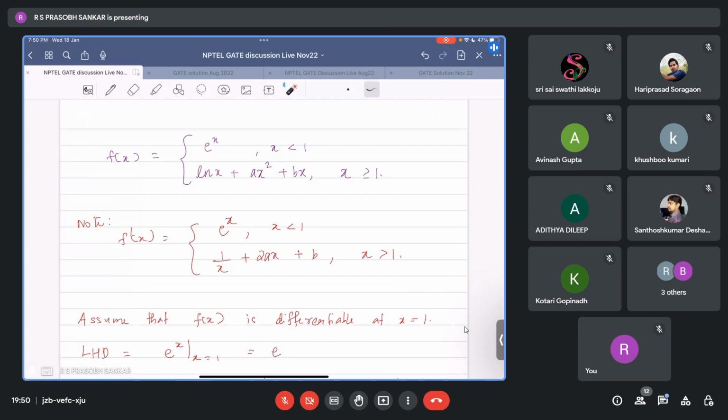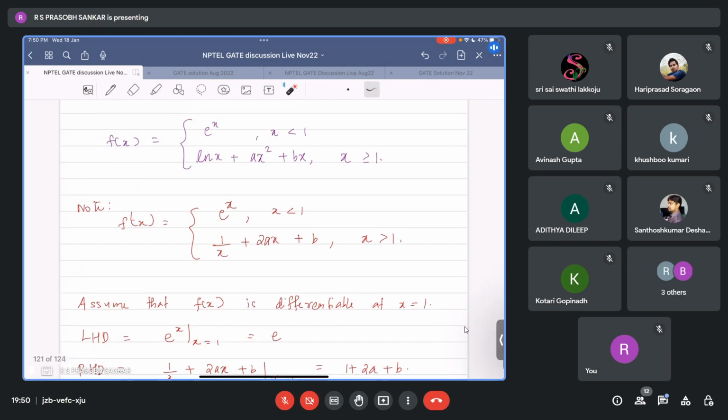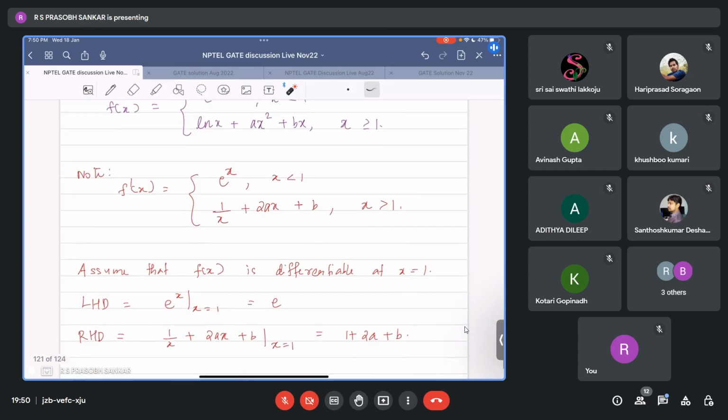We don't know whether it is true, or if it is not true, at some point we will come up with a contradiction. That's fine. So for the time being, assume that f of x is differentiable at x equal to 1. Now if it is differentiable, what should happen? The left hand derivative and the right hand derivative should be same. Or if you see the derivative of the function for the values just before 1 and just after 1, these two values should be same.